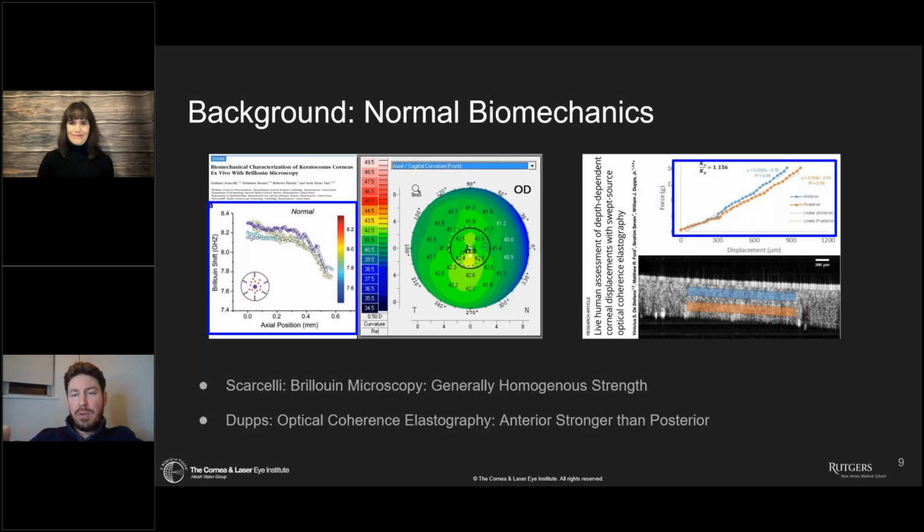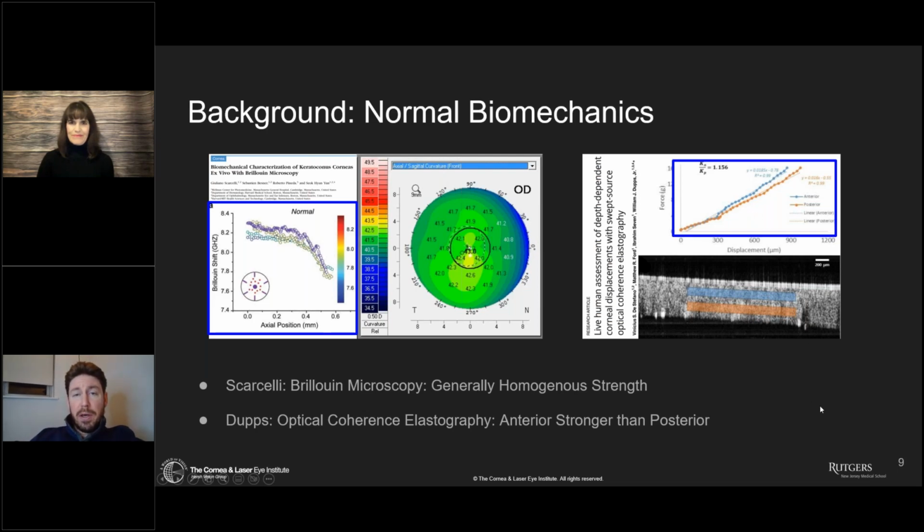What you can see is that in the graph, the blue line has a much steeper slope than the orange line. What you're seeing there is the bifurcation of the strength profile of the cornea, the anterior cornea being stronger than the posterior cornea in a depthwise fashion.